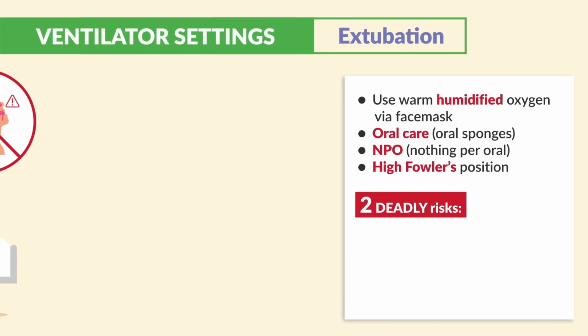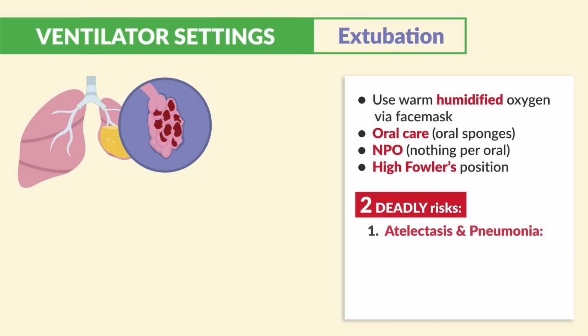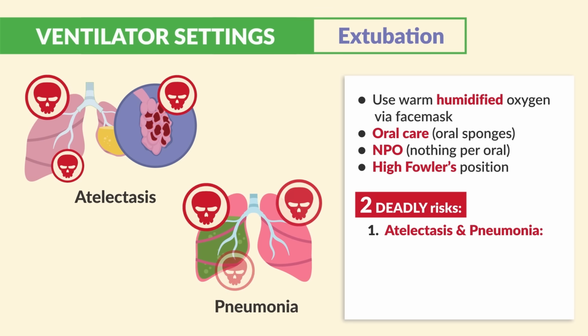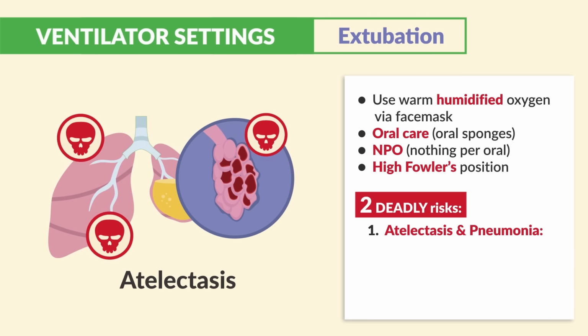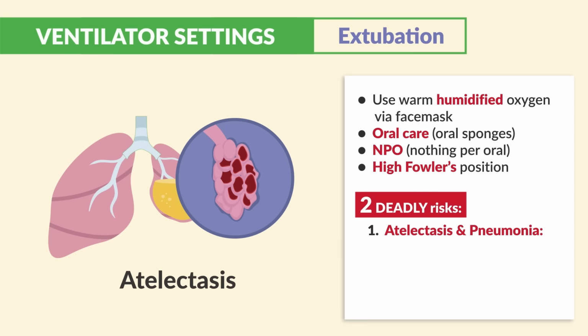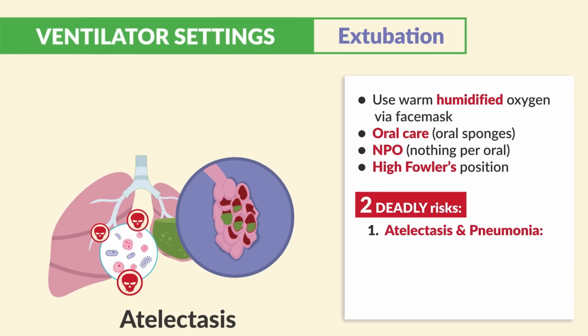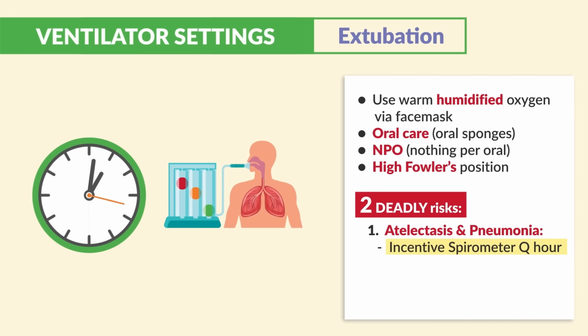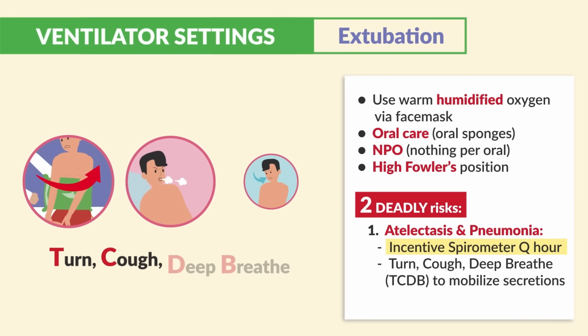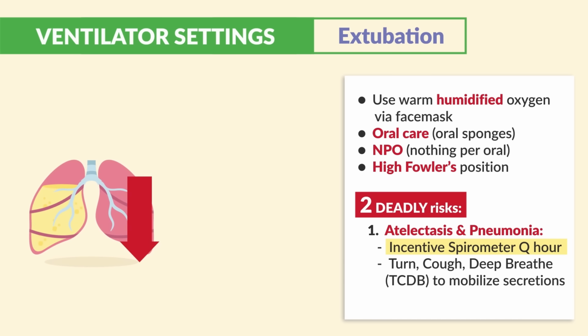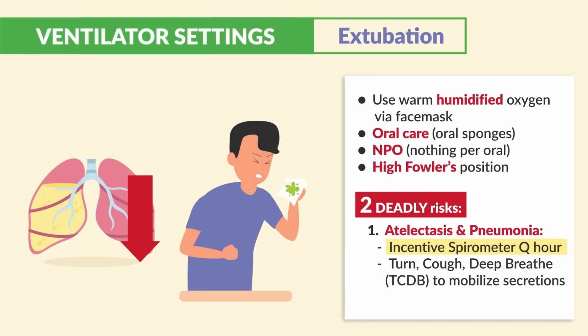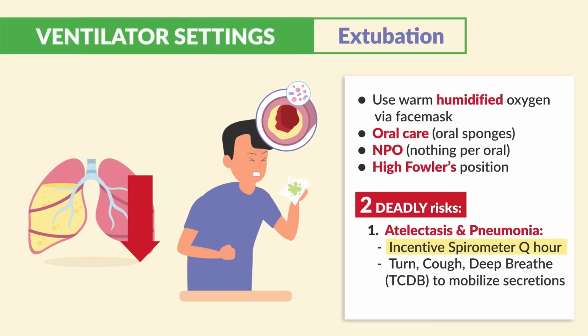Now, 2 deadly risks after extubation. First up is atelectasis and pneumonia. Atelectasis is where the alveoli collapse and trap infection, leading to deadly pneumonia. So we must instruct the patient to use the incentive spirometer every hour in order to re-expand and open up those weak alveoli. And number 2 is turn, cough, and deep breathe to mobilize secretions and cough out all that mucus which causes the infection.